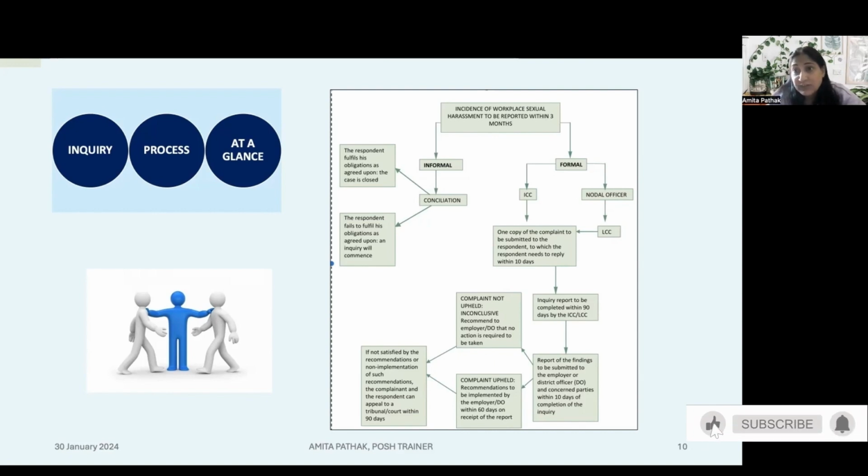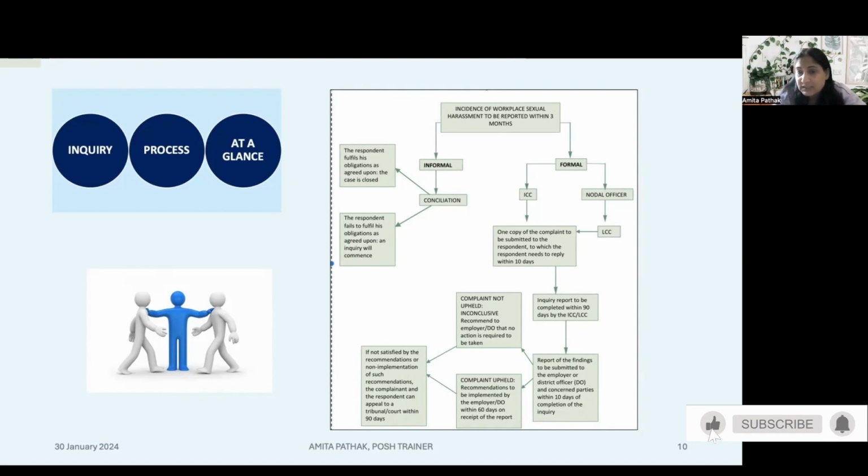So in the formal procedure, if it is an organization with an ICC, then the ICC will take up the inquiry, and if it is the nodal officer at the LCC level, the nodal officer will take up the inquiry. With the ICC, one copy of the complaint is to be submitted to the respondent, who needs to reply within 10 days. In the case of the nodal officer proceeding with the LCC, again one copy of the complaint is submitted to the respondent, who needs to reply within 10 days. Then the next step is the inquiry report. How much time will it take to complete the inquiry? So dear friends, the inquiry report is to be completed within 90 days by the ICC. Once the case is with the ICC, it should be completed within 90 days.